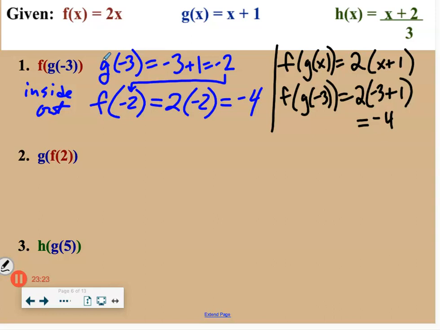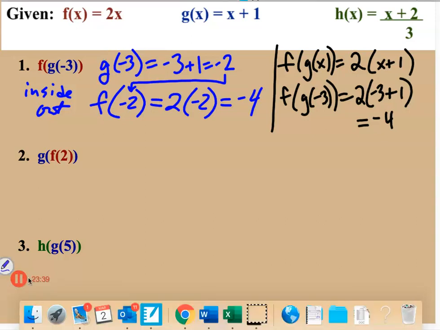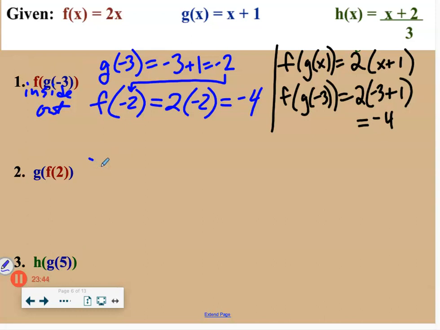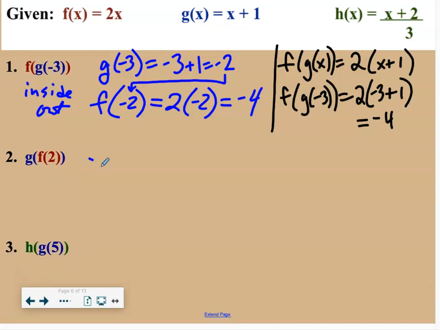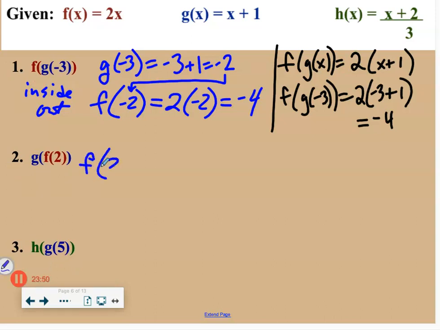I personally tend to do it this way. I tend to work inside out. But if you want to find the composed function first and then just plug the number in, you get the same answer as long as you do it correctly. All right, I'm going to give you about another minute to find g of f of 2 and h of g of 5. Okay, g of f of 2. Let's do inside out. What's f of 2? What does f of 2 equal?